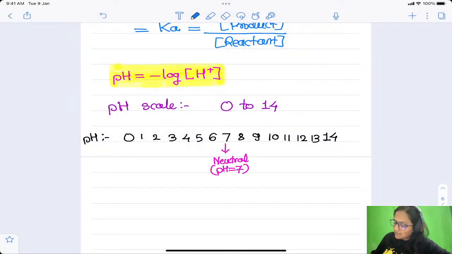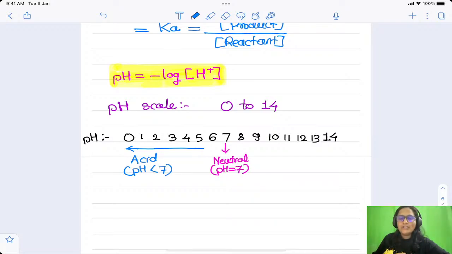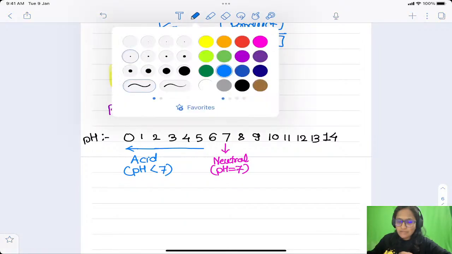pH less than that is the acidic solution, or acids, you can say. For acids the pH is less than 7. It is not equal to 7, it is less than 7, whatever may be the number. Less than 7, always remember.